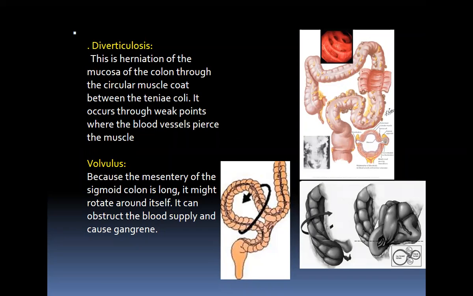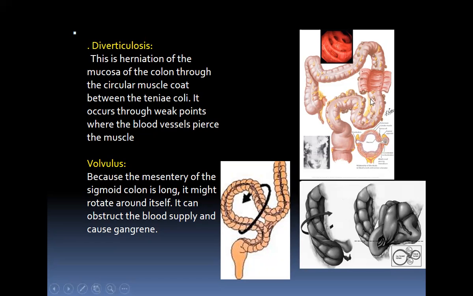Some clinical importances, which you will study again in detail in pathology. Just a brief introduction. One is called diverticulosis. This is the herniation of the mucosa of the colon through the circular muscle layer between the taenia coli. The taenia coli are important regions that also lead to weakness within the wall. Herniation is not a total opening or perforation, just an invagination from the wall.